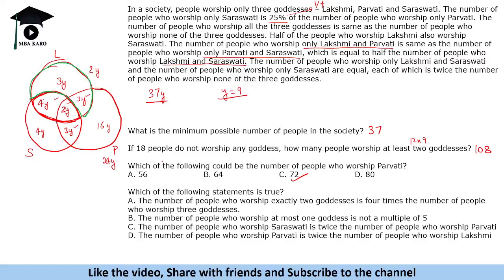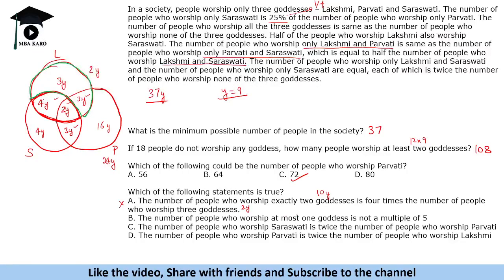Okay. Which of the following statements is true? The number of people who worship exactly two goddesses, so exactly two goddesses is 10y, is 4 times the number of people who worship three goddesses. So three goddesses is 2y. So it is not 4 times, it is 5 times.